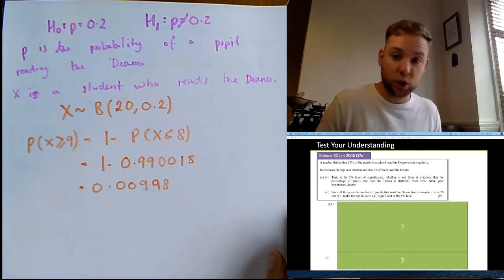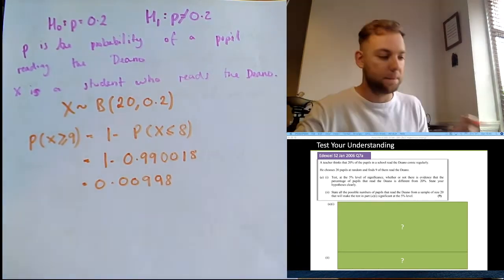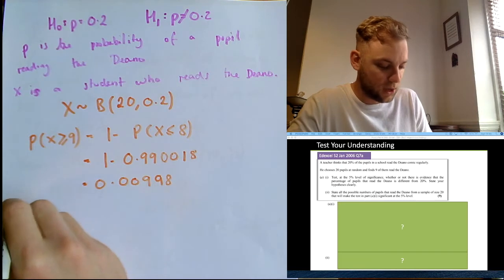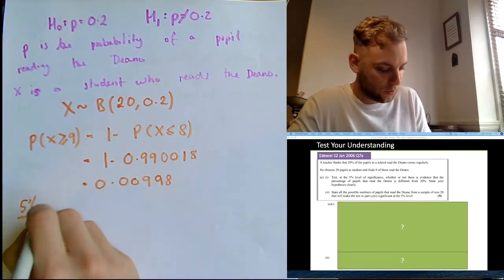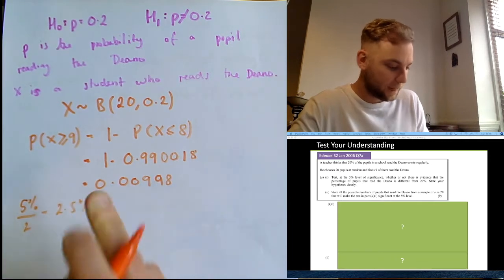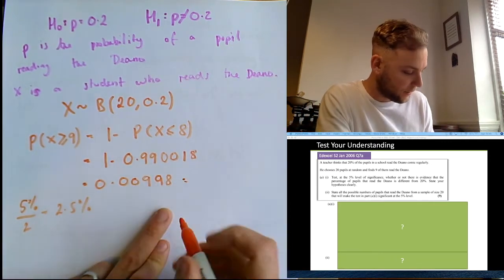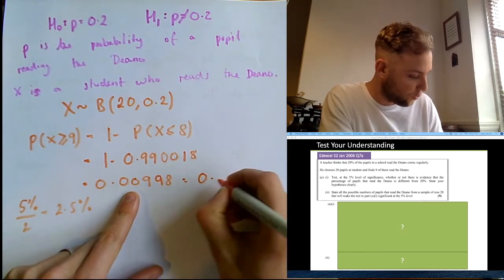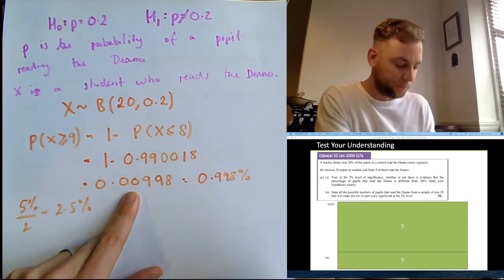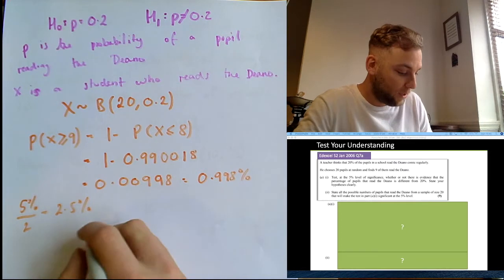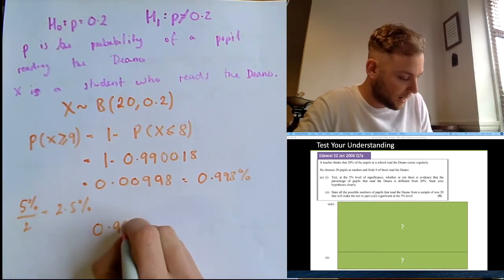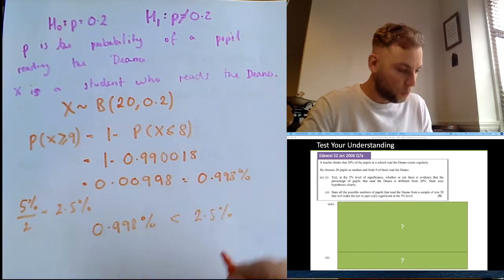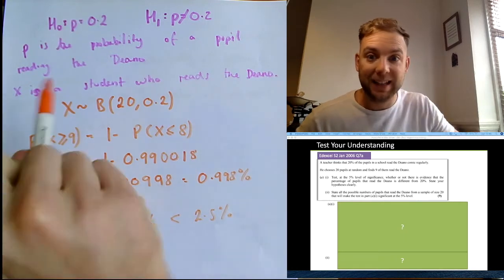So remember that this is a two-tailed test. So we're looking at splitting our significance level. Because it's a two-tailed test, we do 5% divided by 2, which is equal to 2.5% on each end. However, this is equal to 0.998%, isn't it? 0.998%. So here we can say that 0.998% is less than 2.5%, which means that there is significant evidence to reject the teacher's claim.